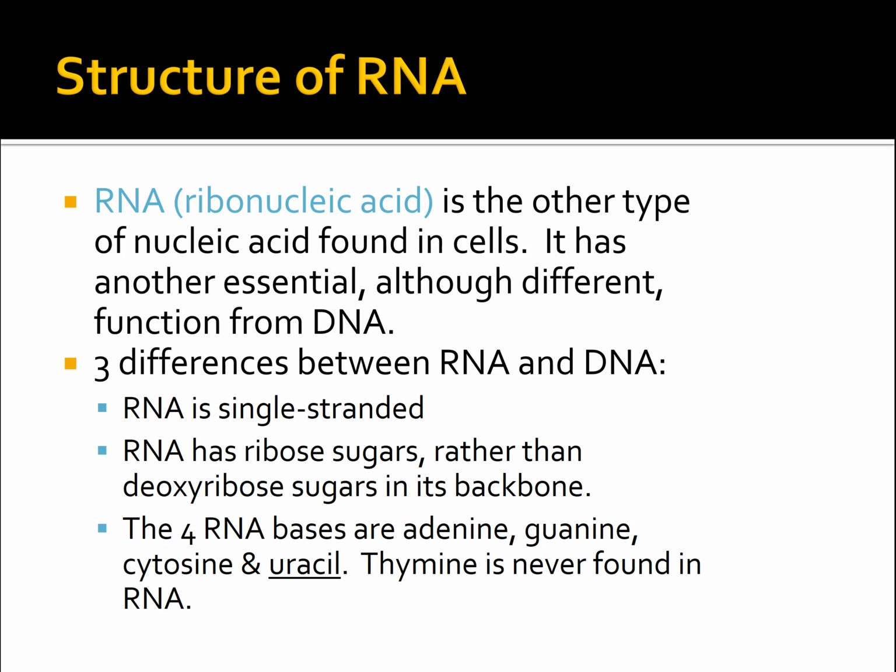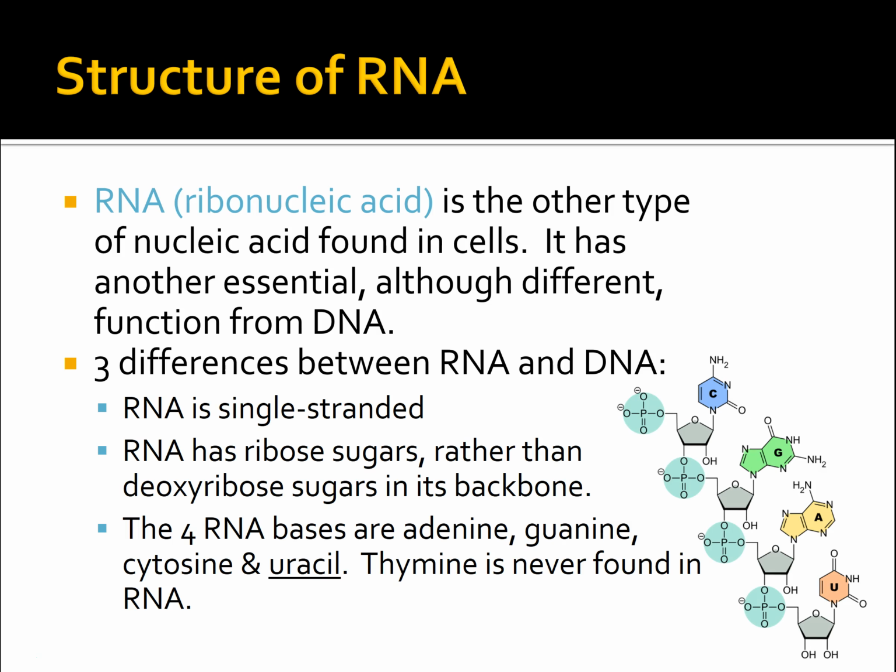And finally, there are also four RNA bases, but this time they are adenine, guanine, cytosine, and uracil. Thymine is never found in RNA. So we'll keep working with that throughout our PowerPoint here. But keep in mind RNA has A's, G's, C's, and U's, never T's.